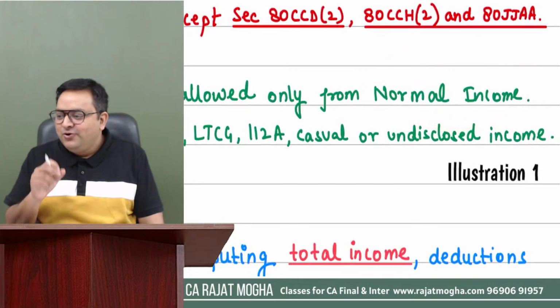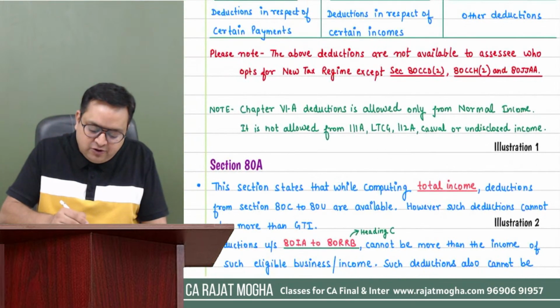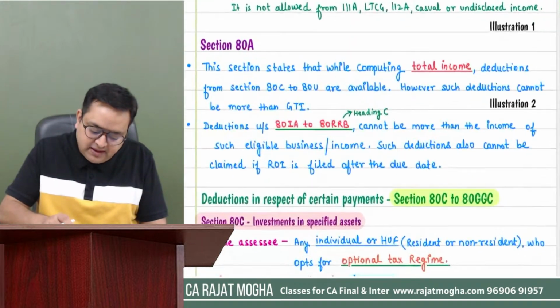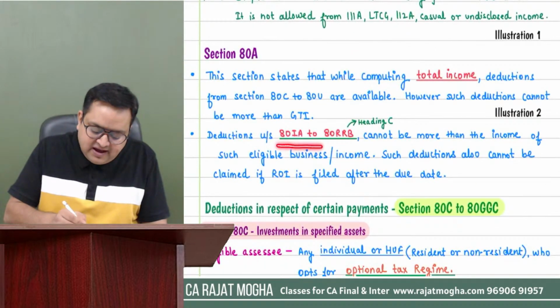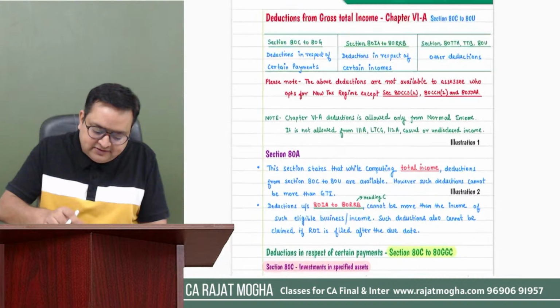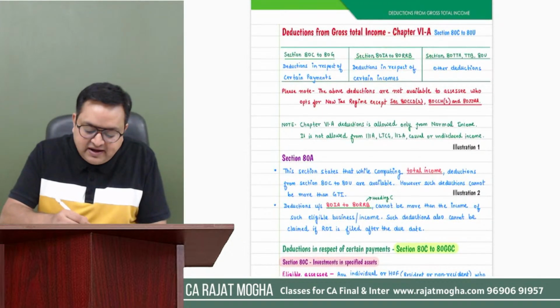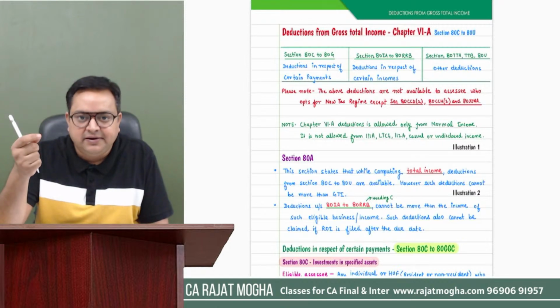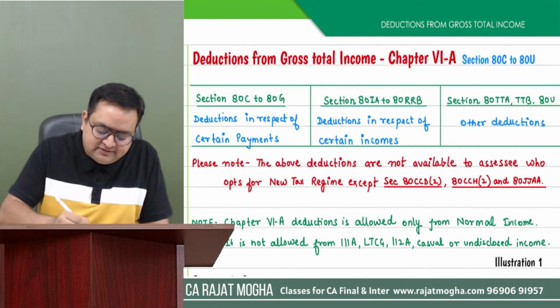You can claim deductions only from normal income. You cannot claim deductions from these special incomes. Got it? And it says 80IA to 80RRB. About this category, actually, this category is known as Chapter 6A. In Chapter 6A, if we read the Act, it is covered under heading C.